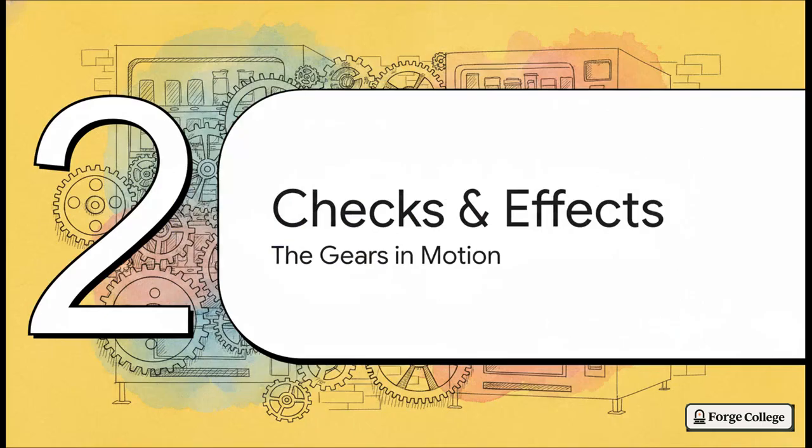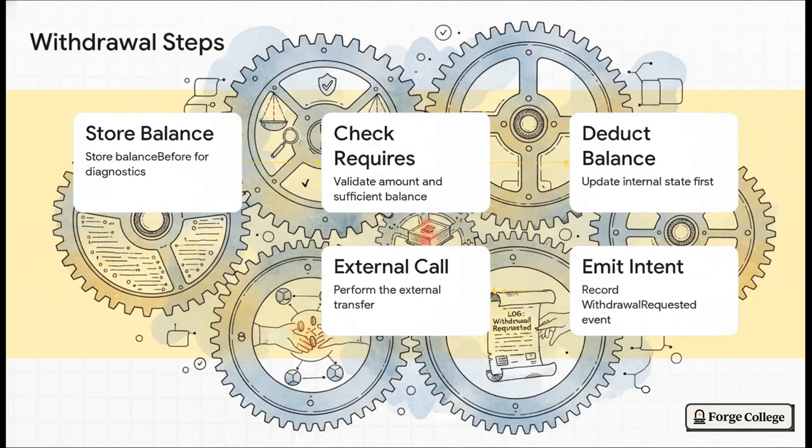Moving right along to Section 2, checks, effects, and interactions. The gears in motion. Let's see how this builds out in practice. Let's look at the exact mechanical sequence required in our Solidity code. These are the 5 turning gears of our auditable vault. First up, we store the user's current balance, their balance before, just so we have a solid record of it.